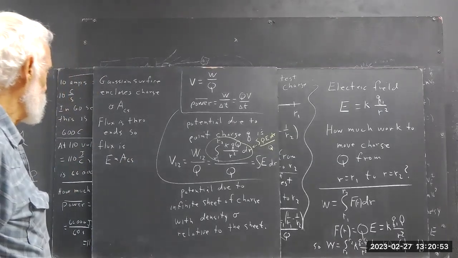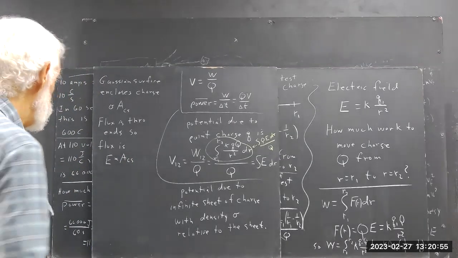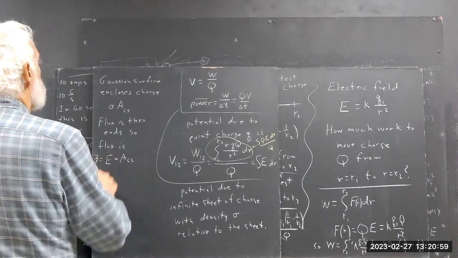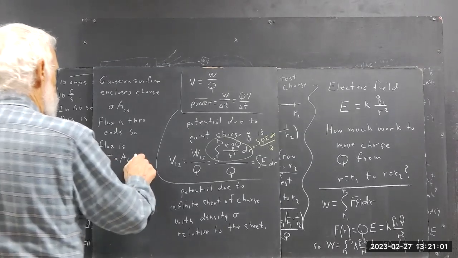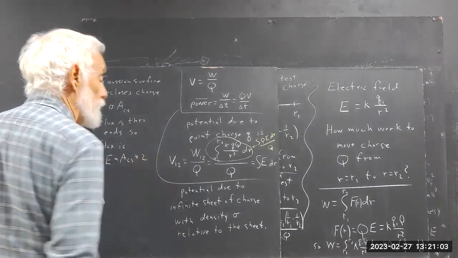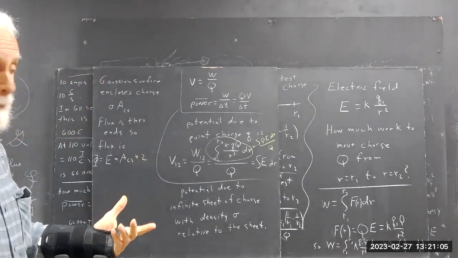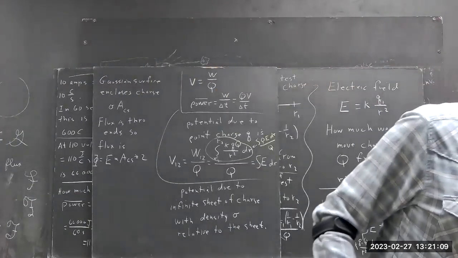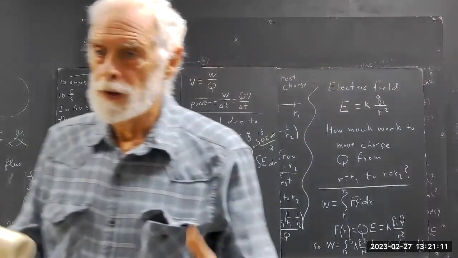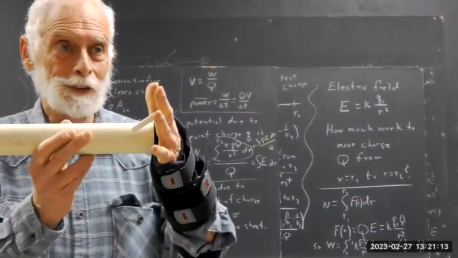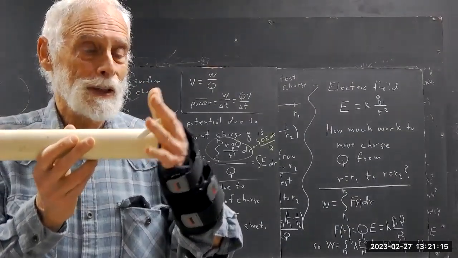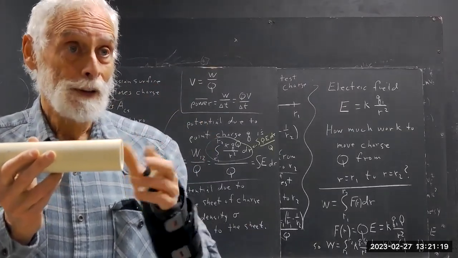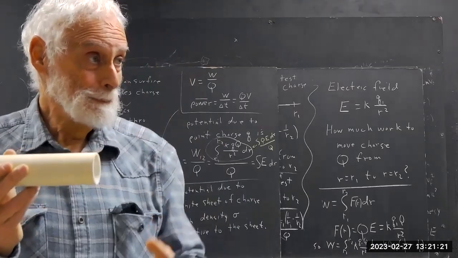What's E times cross-sectional area? There's 2 ends, so you're going to double that. Now you could do it just through one end. If you really want to, you can just take this thing up to the sheet and stop there. It only encloses half the charge on this area. The other half's on the other side of the sheet.